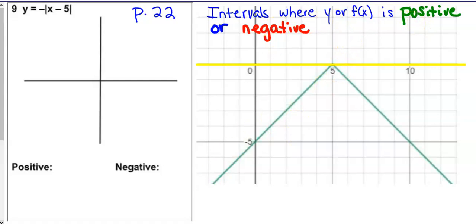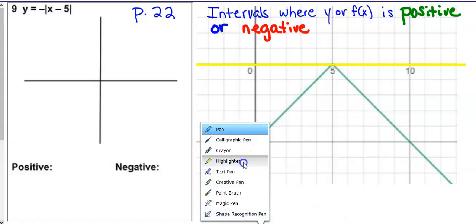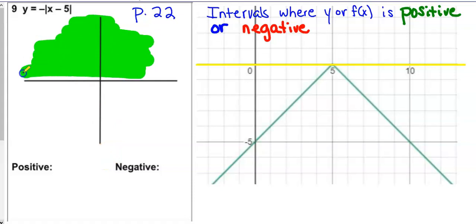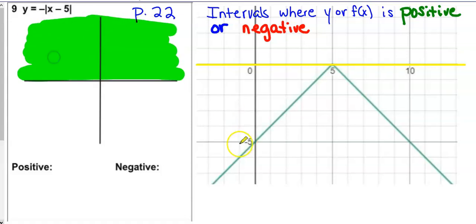It says intervals where y is positive and negative. Let me highlight this. Let's do positive in green. Think about the y-axis. Where are the y values positive? They're positive up here in this area. So above the x-axis is where the y values are all positive. And where are the y values negative? They're all negative down here below the x-axis.